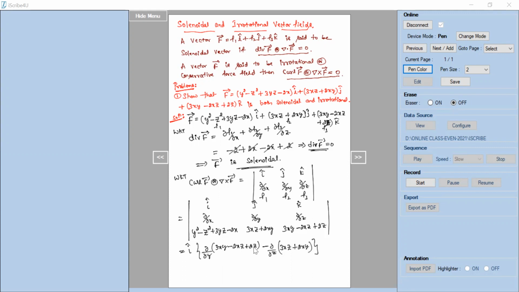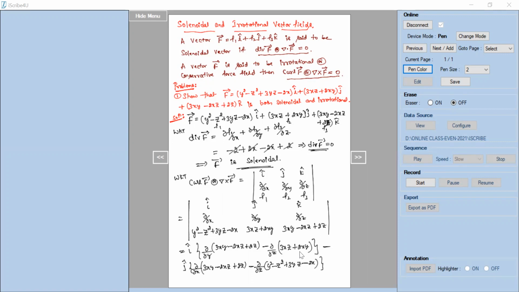So this is the i term, then minus j term now, j cap into. Leave this column, leave this row, with this one and this. So this is the cross product of these two. It is dou by dou x of 3xy minus 2xz plus 2z, then minus dou by dou z of y square minus z square plus 3yz minus 2x.